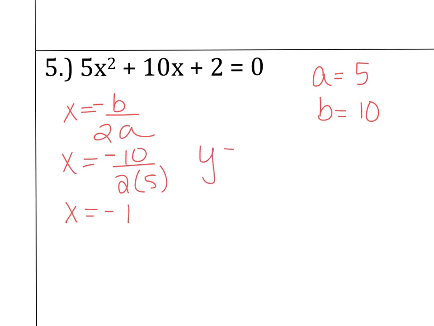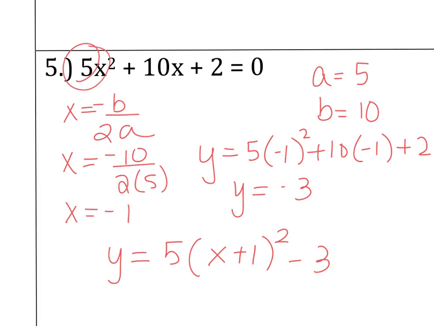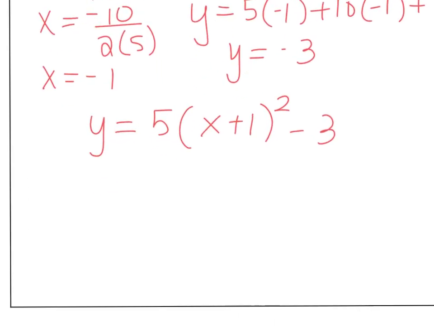So we're going to go ahead and plug in -1. 5 times -1 squared. Notice I'm using parentheses. You have to with the negatives. All right, so plug it in your calculator. I get -3. So that's my vertex, -1, -3. But now, when I write my equation, notice there's a 5 in the front now because 5 is a, so I need to account for that. And then I am going to change the x to a positive 1 and the y stays the same.